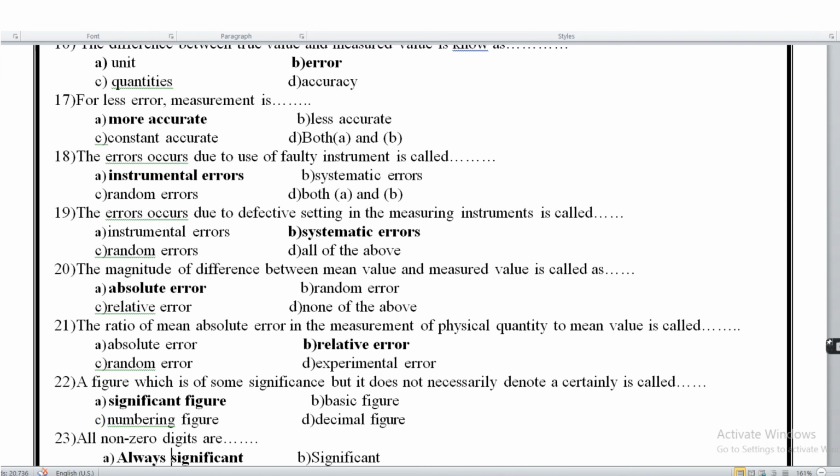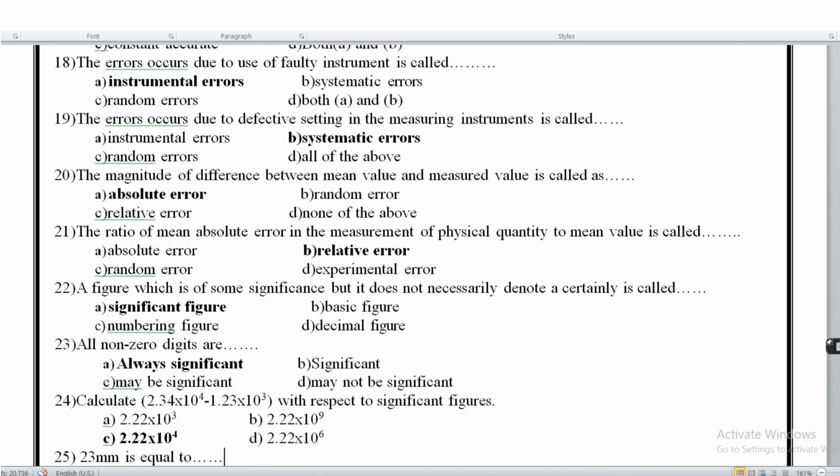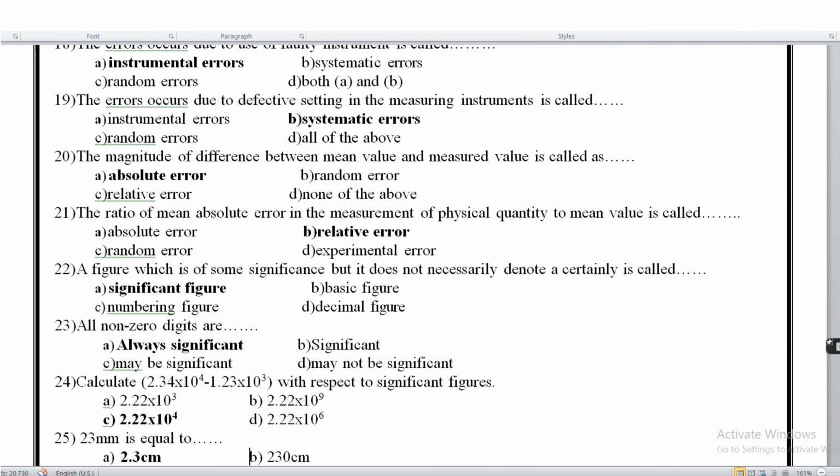The magnitude of difference between mean value and measured value is called absolute error. The ratio of mean absolute error in the measurement of a physical quantity to the mean value is called relative error. Question number 22. A figure which is of some significance but does not necessarily denote certainty is called a significant figure. All non-zero digits are always significant.